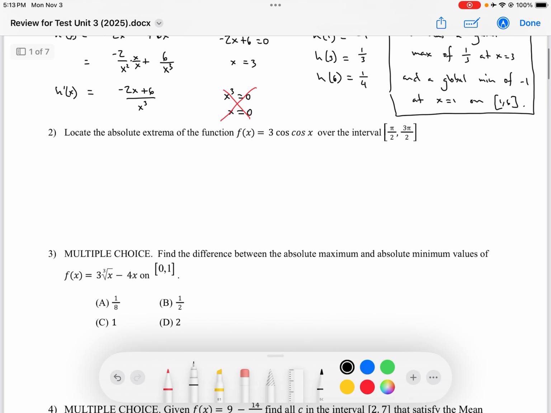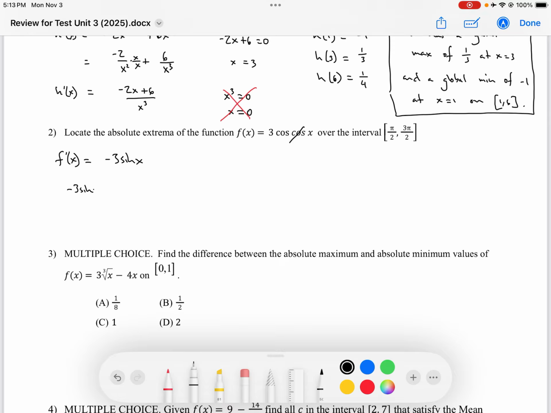All right, number 2. Looks like I had a little bit of some error when I converted this thing. That shouldn't say cosine twice. That's just an error there. Look at the absolute extrema of the function f of x equals 3 cosine x over this interval. Again, candidates test, closed interval test. So let's find f prime so I can find any critical points on the interval. That would be negative 3 sine x.